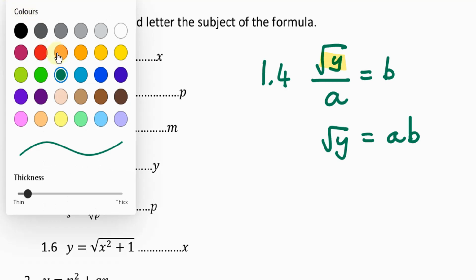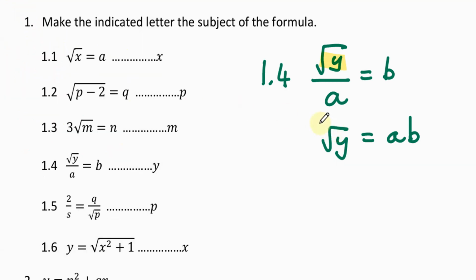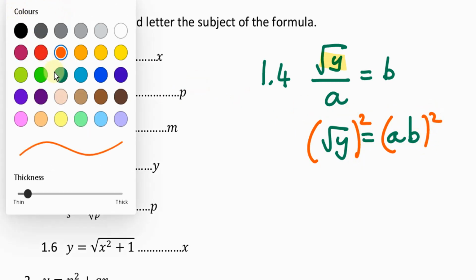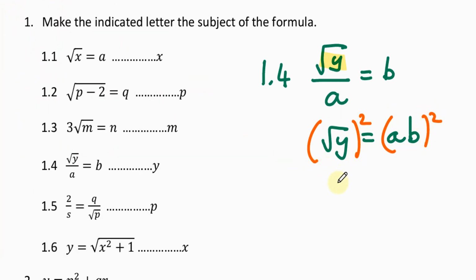Now we can get rid of the square root, and we can do so by squaring both sides. So then what we'll have left on the left-hand side will just be y. So when we square the square root, it falls away. And we can simplify the right-hand side. We'll get a squared times b squared.